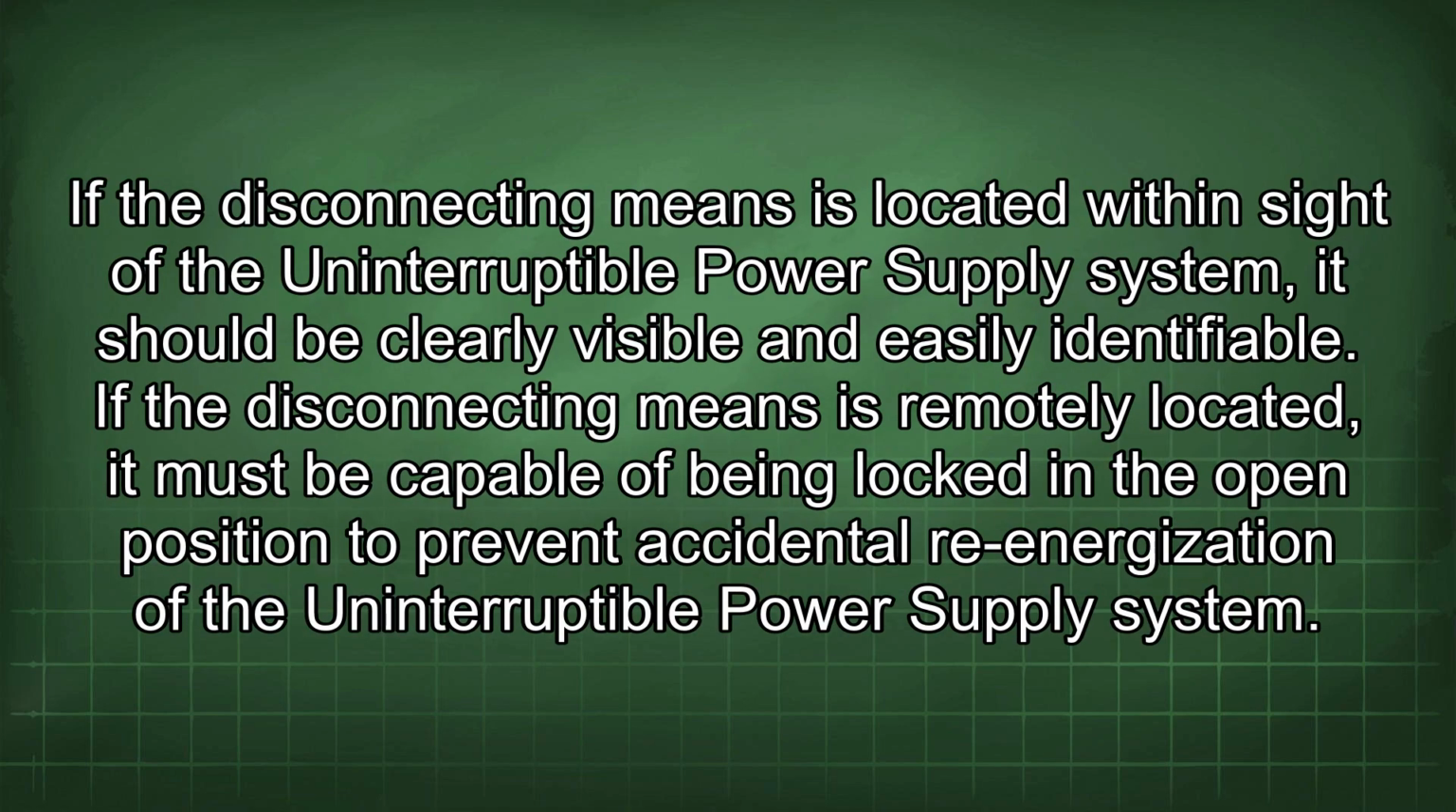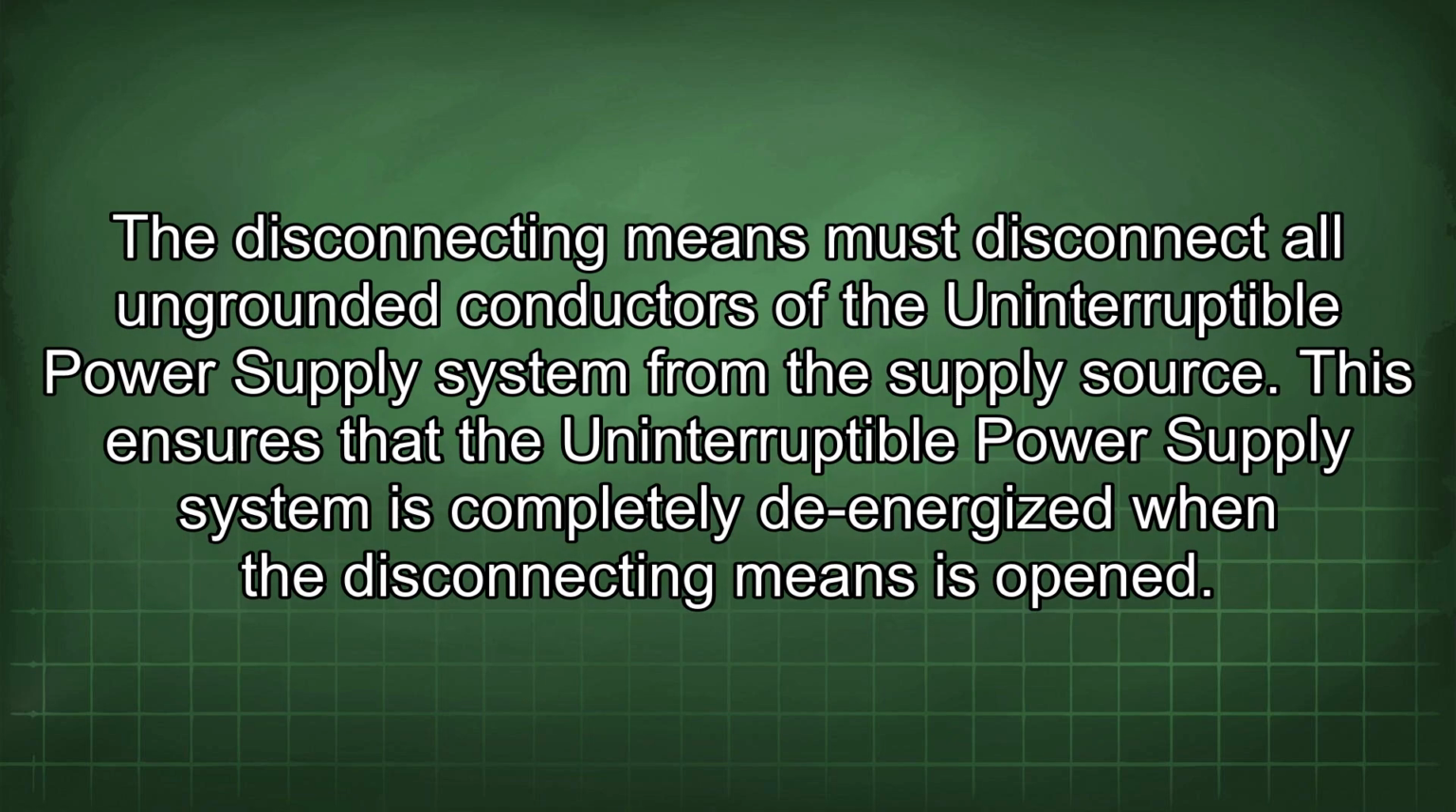If the disconnecting means is located within sight of the uninterruptible power supply system, it should be clearly visible and easily identifiable. If the disconnecting means is remotely located, it must be capable of being locked in the open position to prevent accidental re-energization of the uninterruptible power supply system. The disconnecting means must disconnect all ungrounded conductors of the uninterruptible power supply system from the supply source. This ensures that the uninterruptible power supply system is completely de-energized when the disconnecting means is opened.